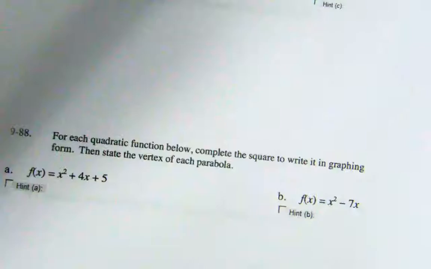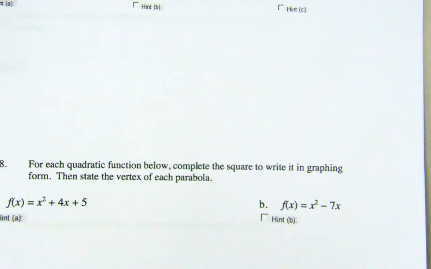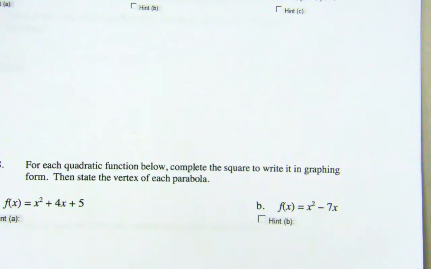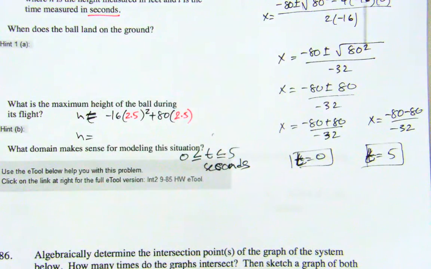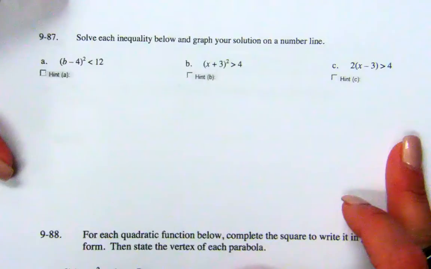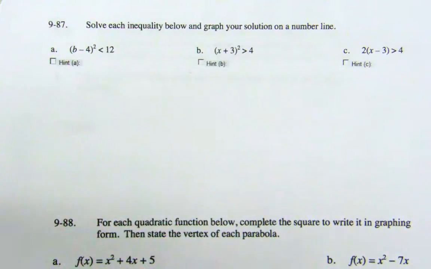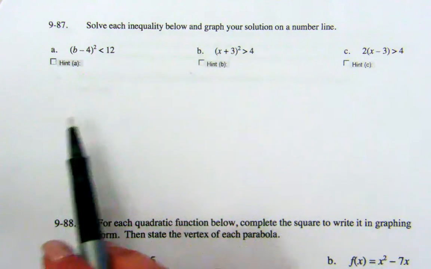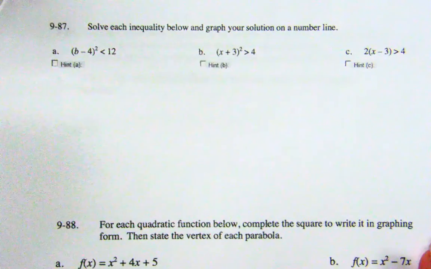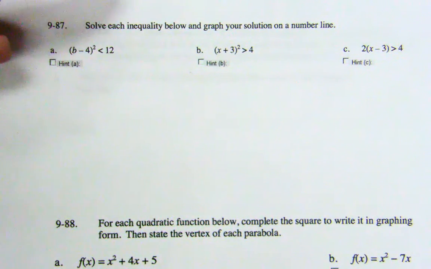Okay, I'm going to skip 86 because it's long. I'm going to skip to 87. I'm going to come back in another one to 86. So 87 is: solve each inequality below and graph your solution on a number line. So I'm going to do the first one. The other two you should be able to handle on your own. So I'm going to remind you what the setup was.